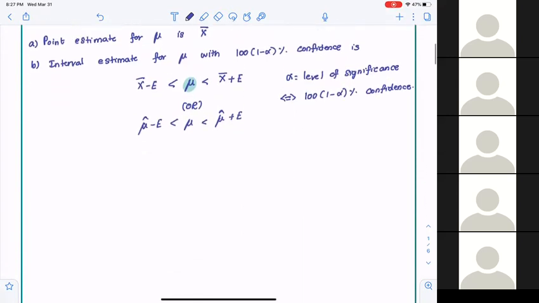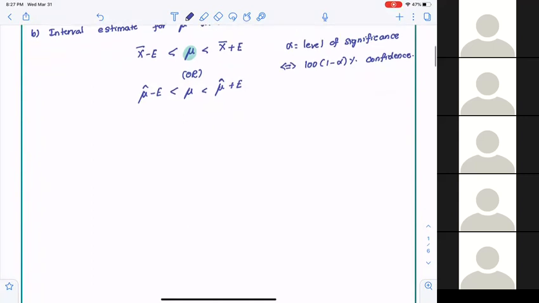So once we find mu hat, finding mu hat is very, very easy. Finding the average simply means you take every observation in the sample, add them, divide by the sample size. So that's the average. We can find that easily using the calculator. So finding a point estimate in this case is easy. Naturally, finding the margin of error in this case is also easy.